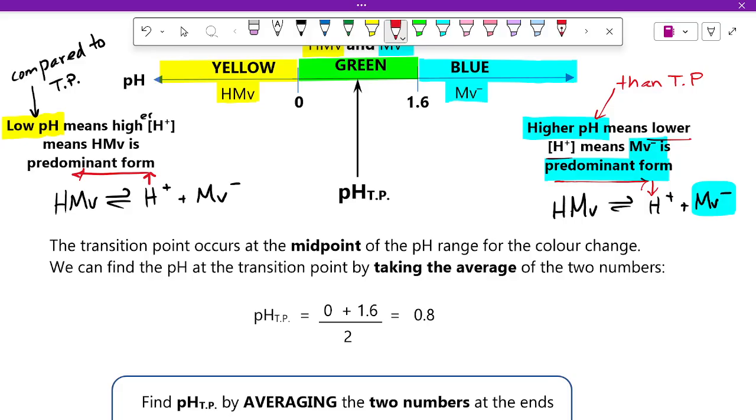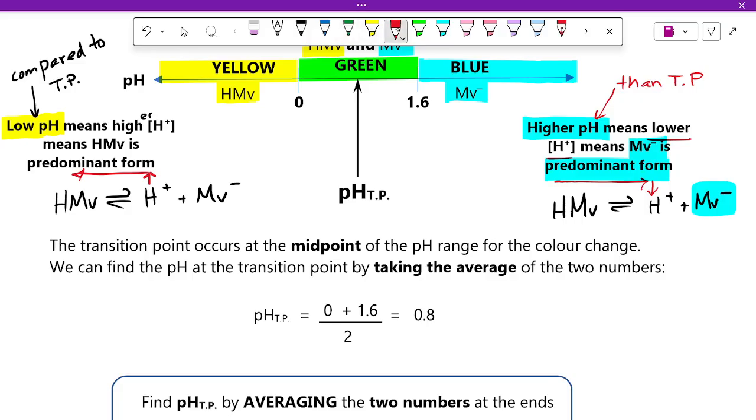But that doesn't mean a solution is neutral. That does not mean the solution is neutral. Some indicators change at neutral pH, some change at an acidic pH, some change at a basic pH. Each one changes at a different pH.